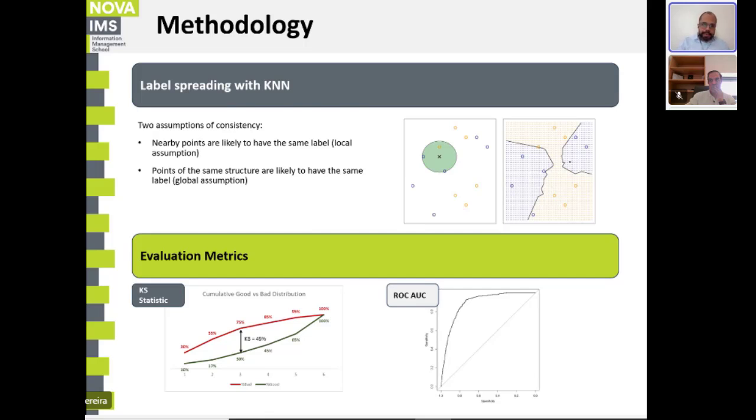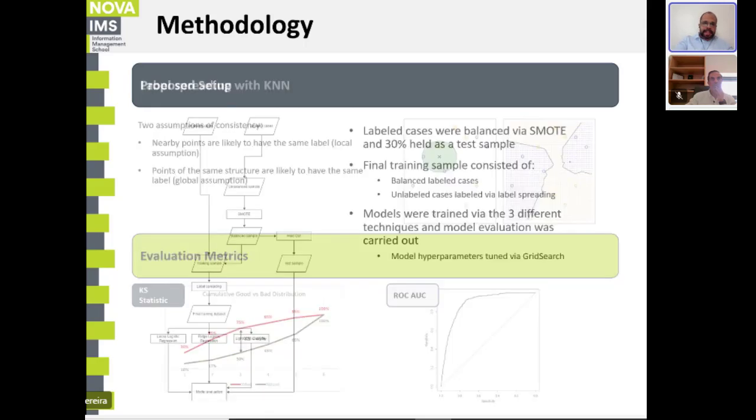In terms of evaluation, I use two metrics very common in the industry. One is the KS statistic, and the other one is the area under the receiver operating curve. I assume you know these metrics very well, so I won't go into lots of detail on them.